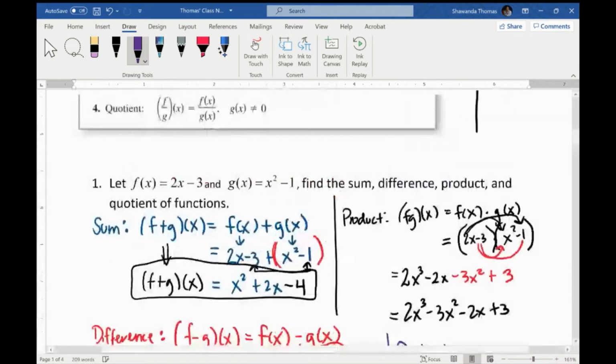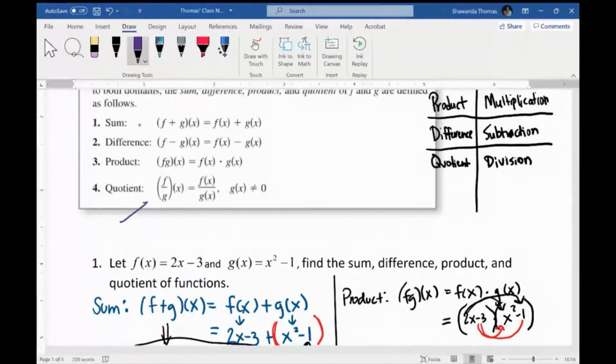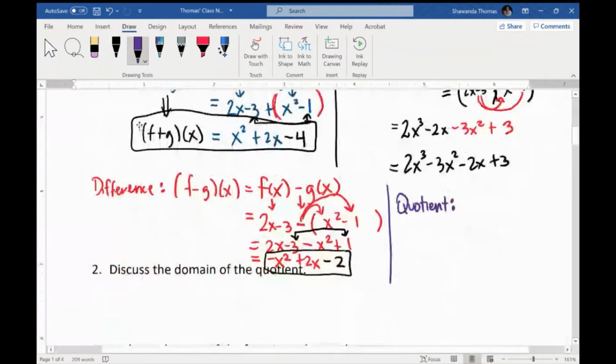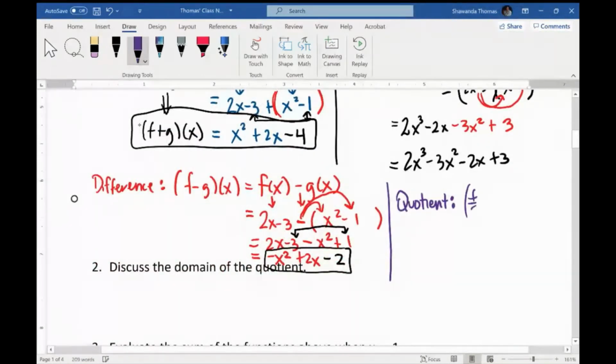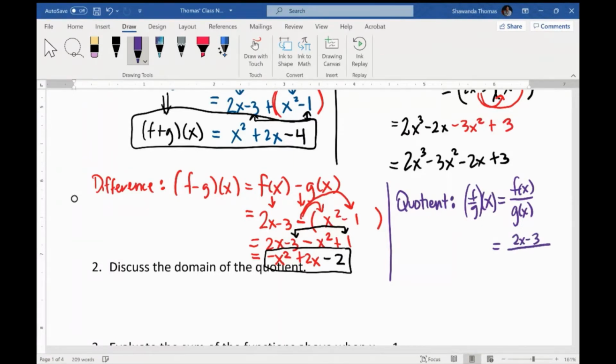As a reminder, f divided by g of x is just f of x divided by g of x. We just don't want g of x to equal 0. f divided by g of x equals f of x divided by g of x. What is f of x again? 2x minus 3. We're going to put that in the numerator. g of x is x squared minus 1.